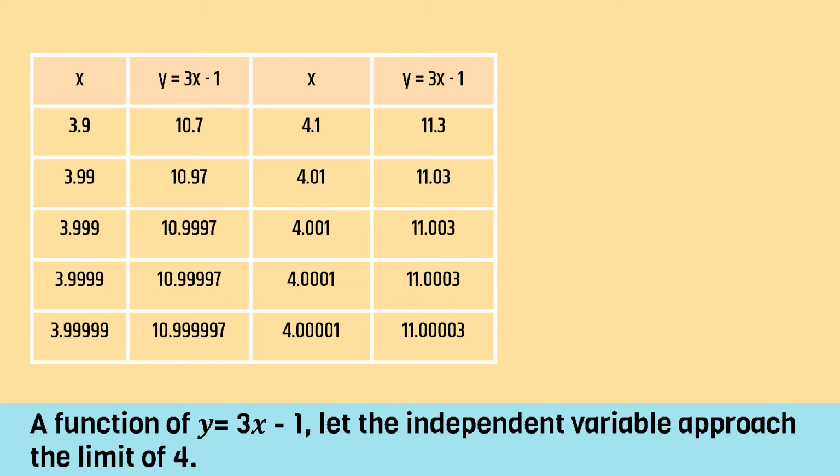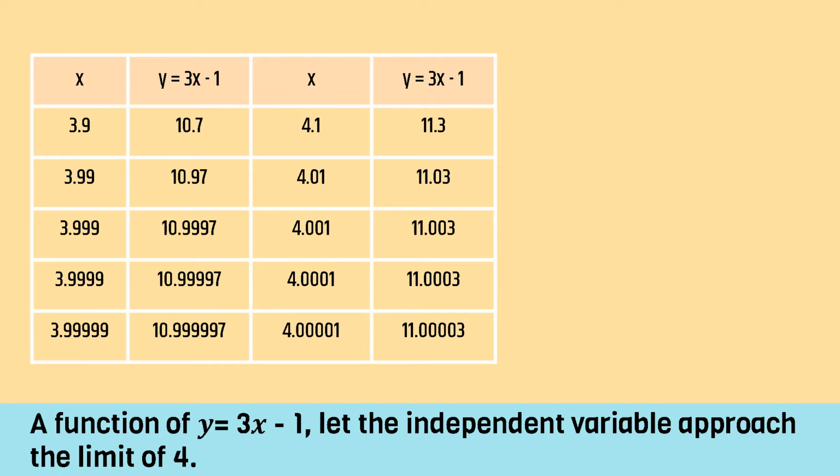On the number line, on the left side of 4, we have the values of x to be 3.9, 3.99, 3.999, and so on, with a pattern of 4 minus 1 over 10 to the power of n, and their corresponding y values of 10.7, 10.97, 10.997, and so on, with a pattern of 11 minus 3 over 10 to the power of n.